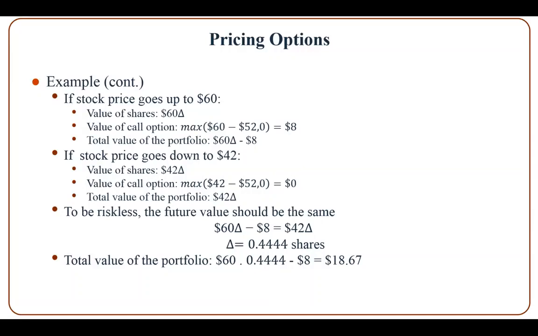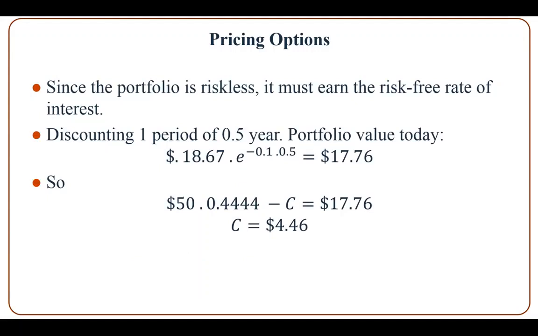To be riskless, the future value should be the same. So that gives delta of 0.44 something shares, and correspondingly the total value of the portfolio can be obtained, which is $18.67. And since the portfolio is riskless, it must earn the risk-free rate of interest. So discounting one period of 0.5 year, you get the portfolio value today, and from there you get the price of the call, which is $4.46.